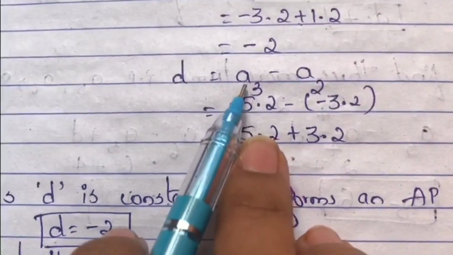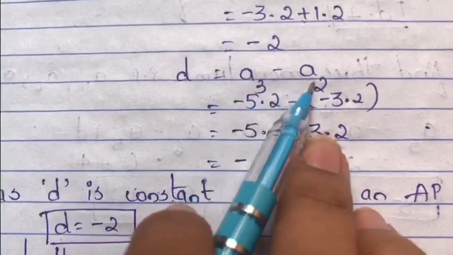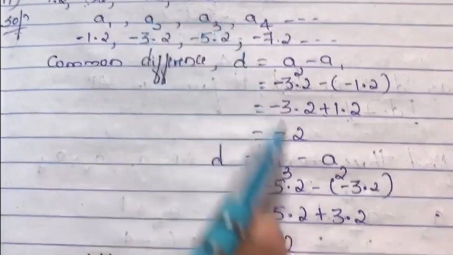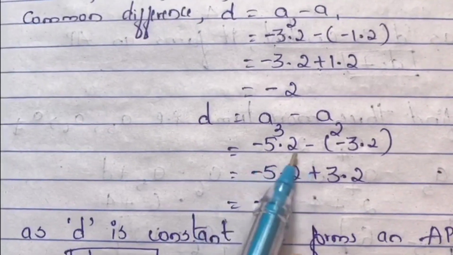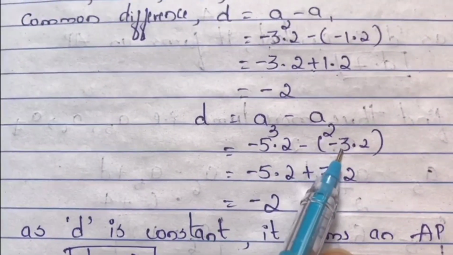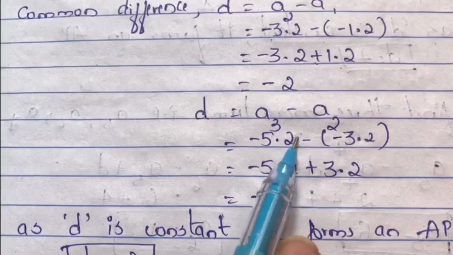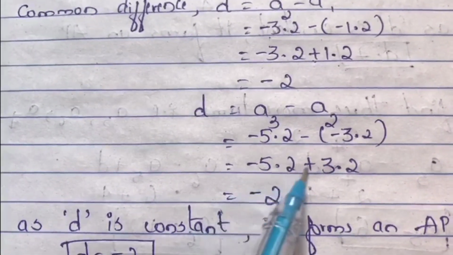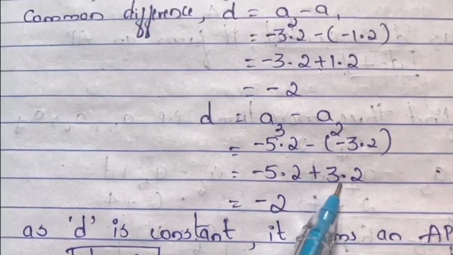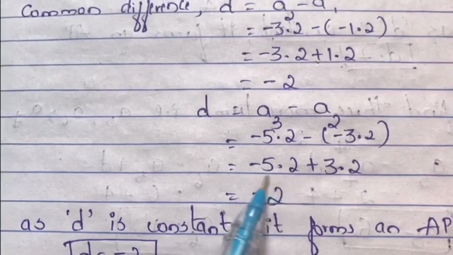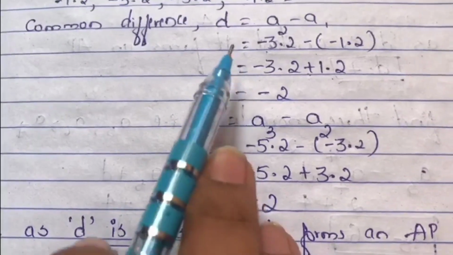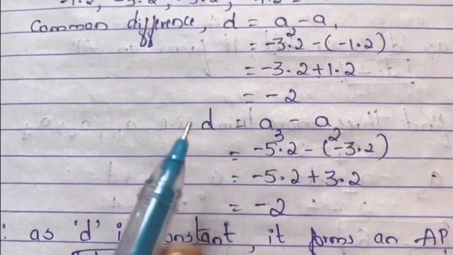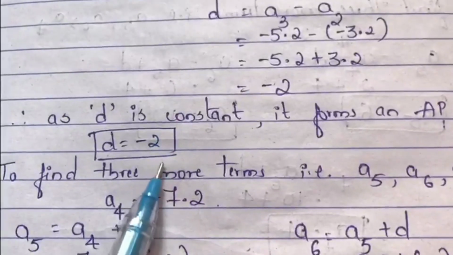Next D is A3 minus A2. A3 is minus 5.2, therefore minus 5.2 minus of minus 3.2. Here minus into minus will be plus, and as the signs are different, we need to subtract. Here also we will get minus 2, as D is constant. You can see that both D are the same, therefore it forms an AP with the common difference minus 2.